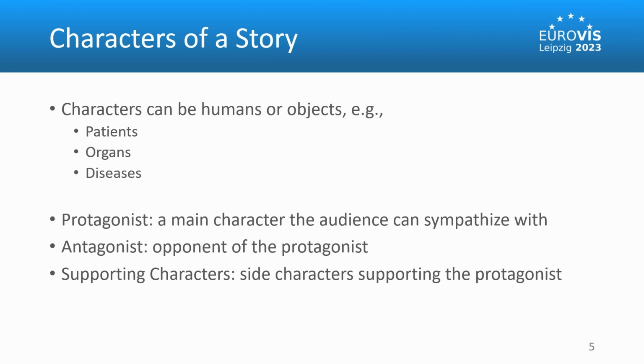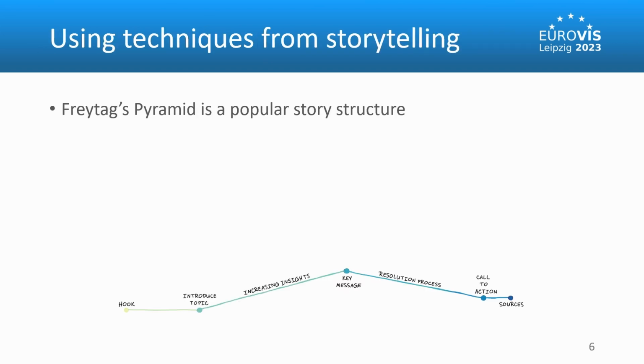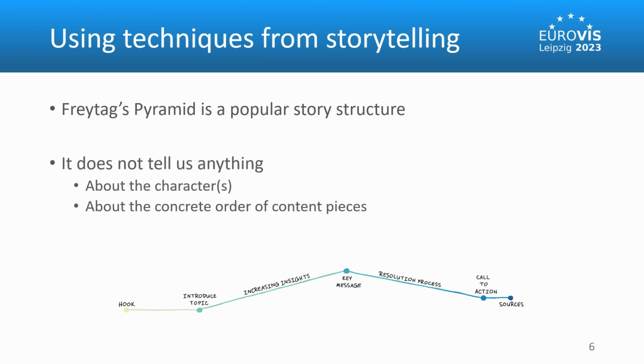For our study, we focused on the protagonist as the only human character in our story that is introduced using names and images. This way, we want to avoid supporting characters influencing our study results, so that our results can be clearly attributed to the protagonist. Freytag's pyramid is a popular structure that was used in several other works about narrative visualization. However, neither does it help us with choosing a character, nor does it serve as a template to order different content pieces of the story.